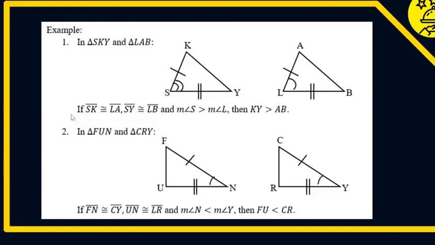Okay? Example number 2, we have triangle FUN and triangle CRY. If side FN is congruent to CY, side UN is congruent to LR, and the measure of angle N is less than the measure of angle Y, then FU is less than CR. So the measures of the sides FU and CR are not equal.